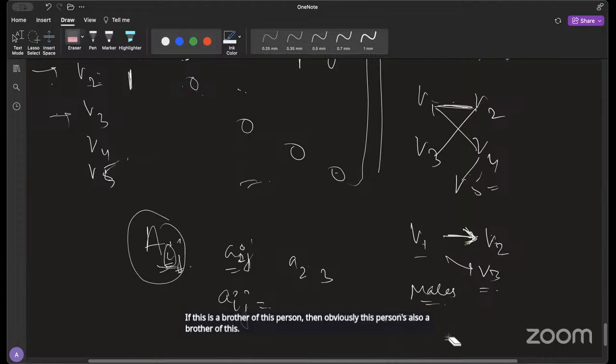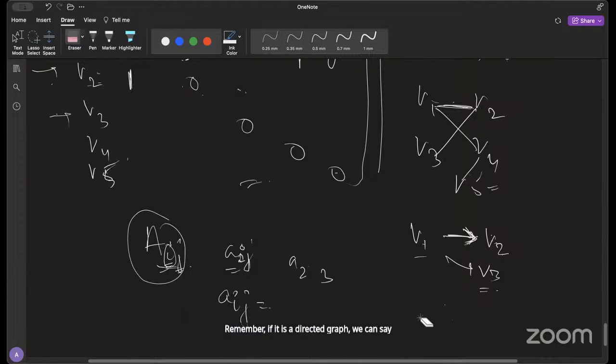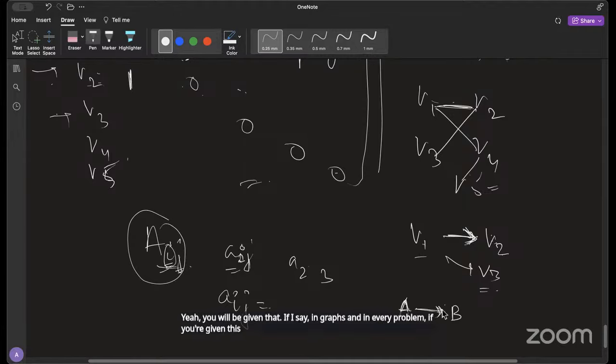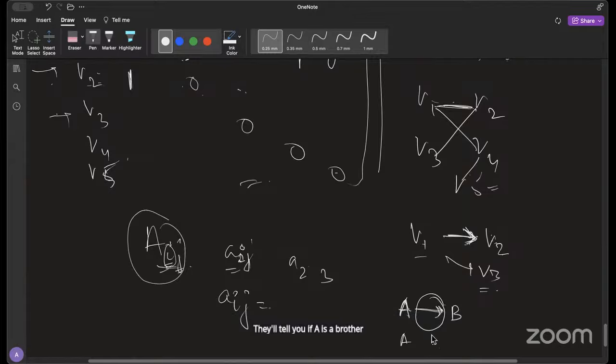Ma'am, but if it is a directed graph, we can say that B is a brother of A. Yeah, you will be given that. In every problem, if you're given this arrow, you would be specified what this arrow means. They'll tell you if A is a brother of B or B is a brother of A. They'll give you all this. Don't worry.